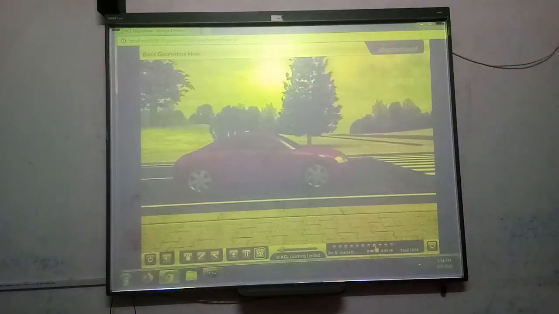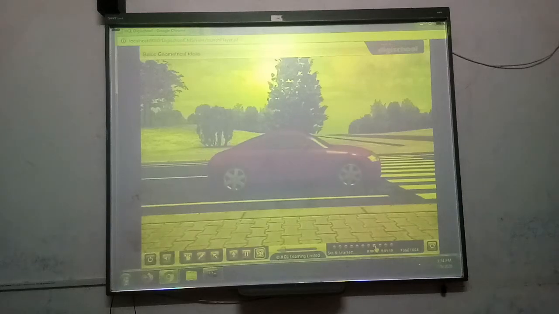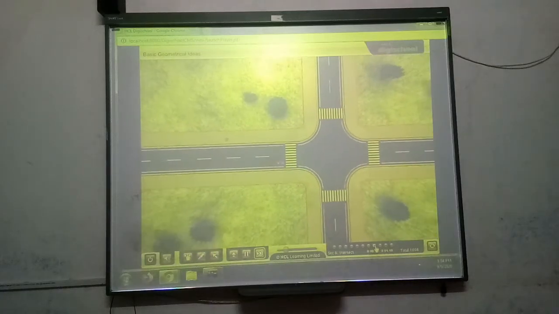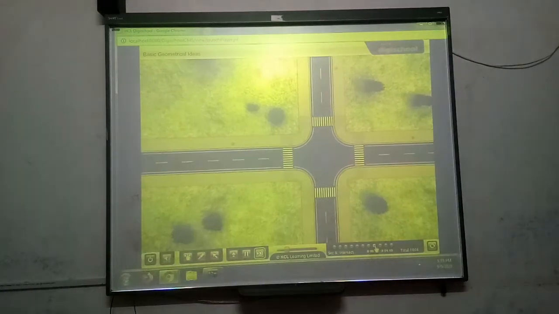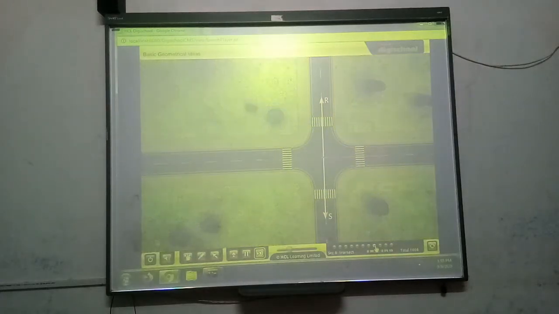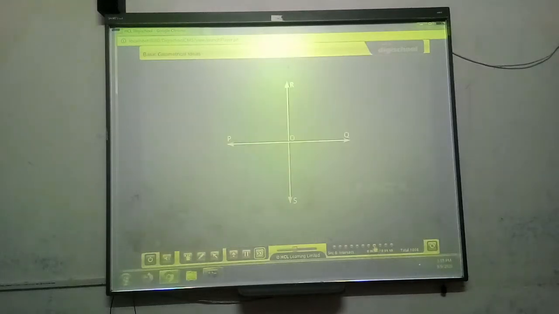When traveling, you may have often come across crossroads. A crossroad is the point where two roads cross each other. Let's represent the two roads by lines PQ and RS. Lines PQ and RS cut each other at point O. Two lines that meet at a point are called intersecting lines.